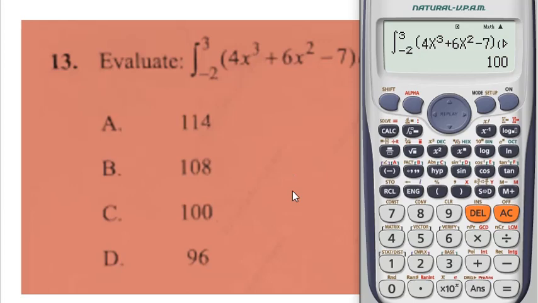And then you could do the same for integration. I will teach you how to do that for integration.